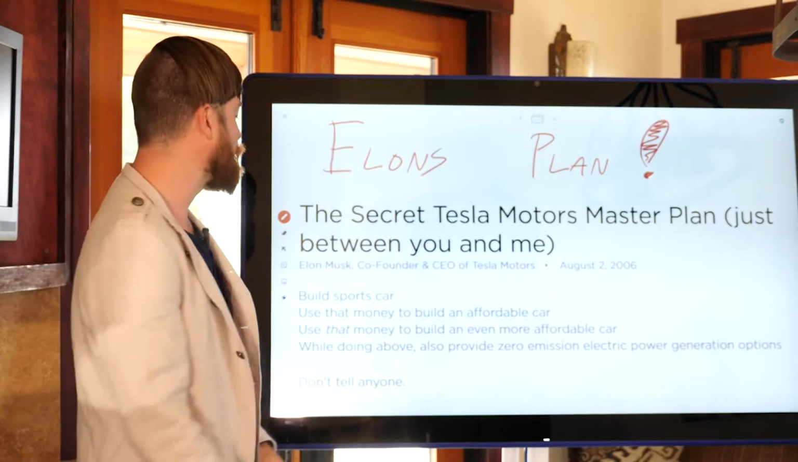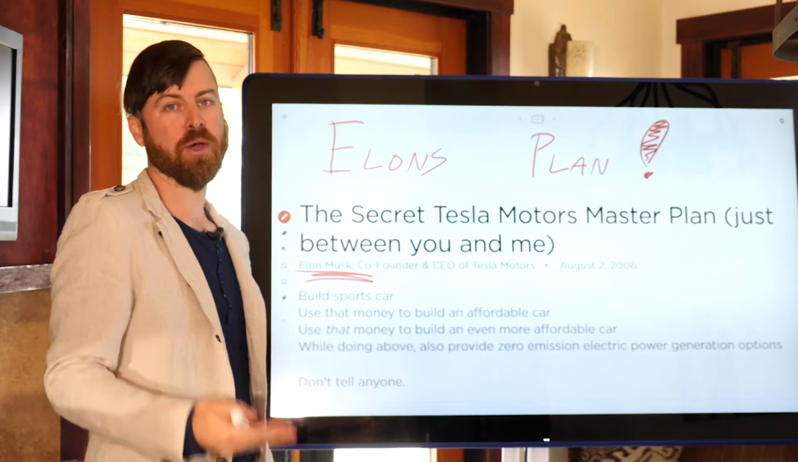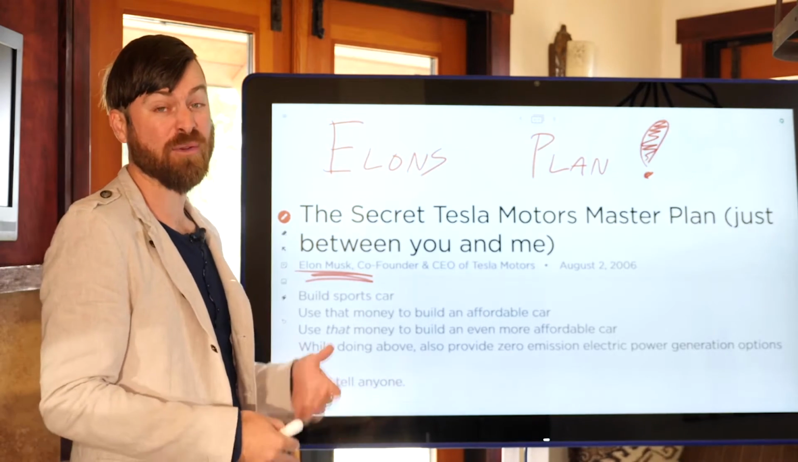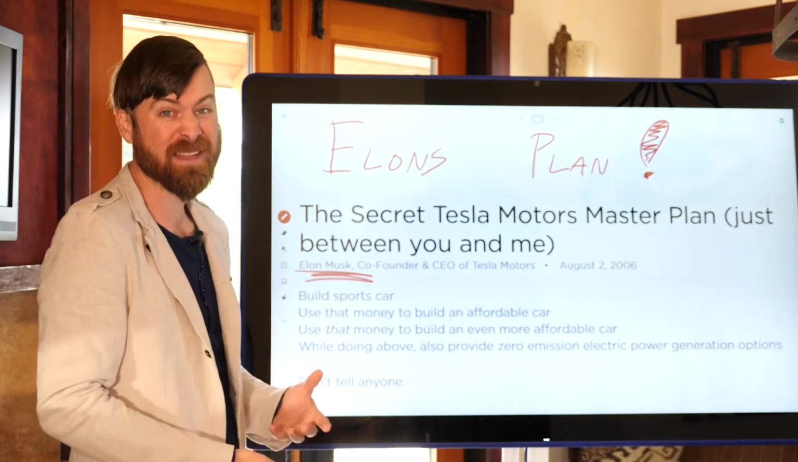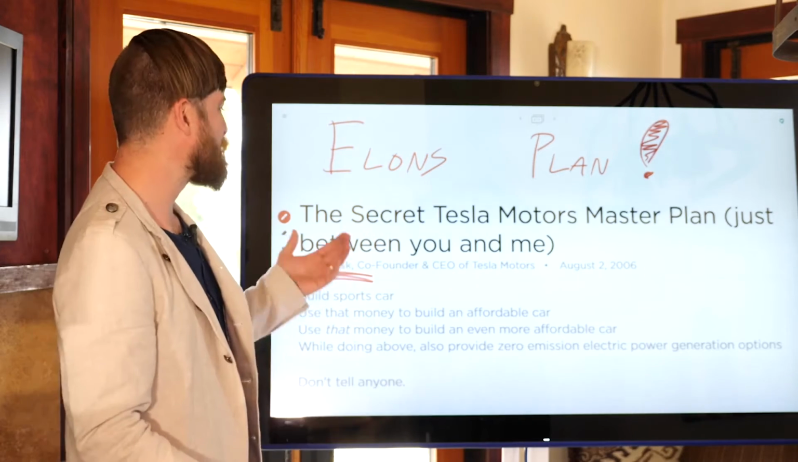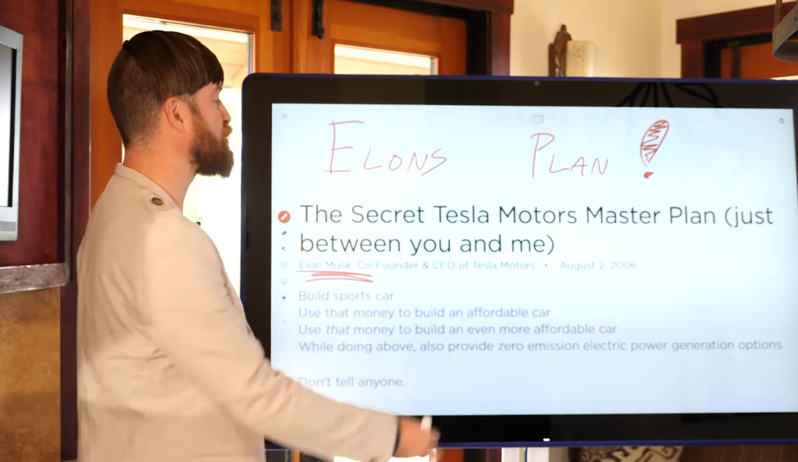Now, here's an example of a very short but effective business plan. This is from Elon Musk, the founder of Tesla Motors, the founder of Solar City, the founder of PayPal, the founder of SpaceX, multi-billionaire. And this was his plan for Tesla, which is an electric car company.